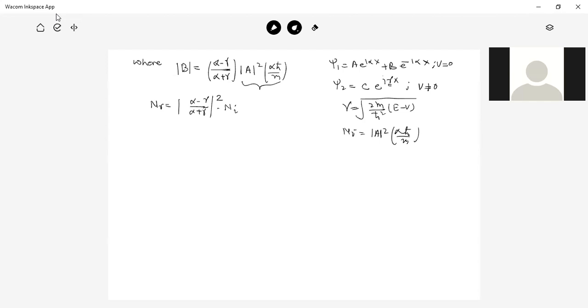So how to represent this reflection? This reflection can be represented as this, and here it is coming out from the reflection. This is NR.